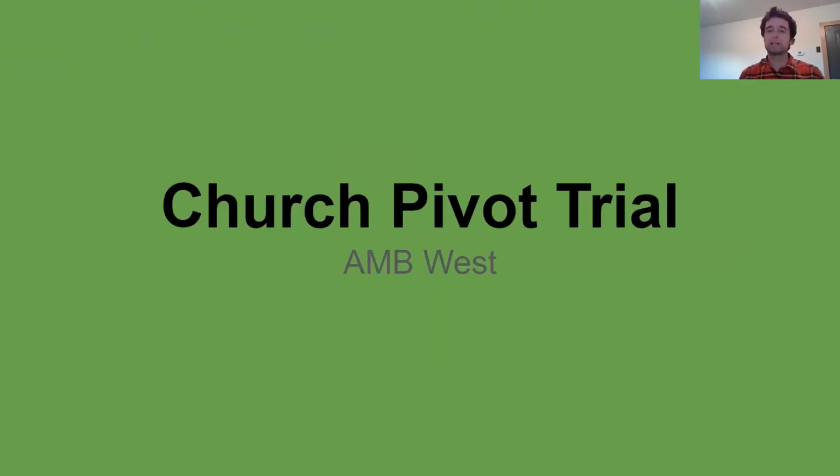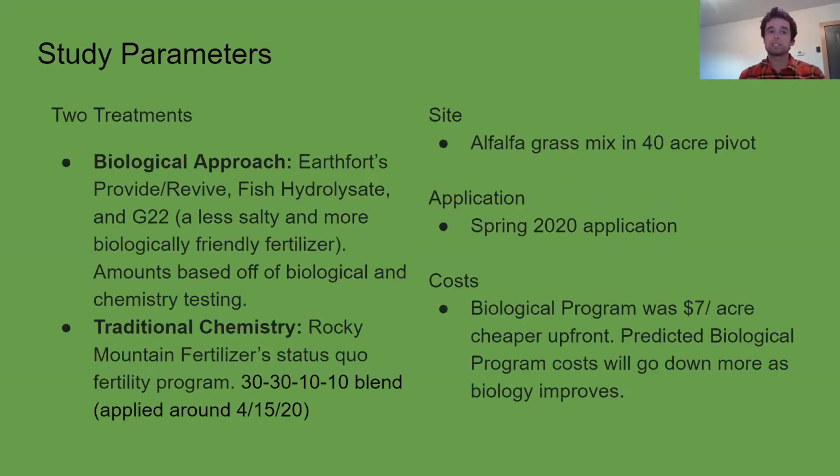So with these ones, we were just doing biology over the fertility program. And what we really would like to do is have folks rethink their entire fertility program and try to make it more biologically friendly on all levels. So at A&B West, we got a brand new field that was going to be a new grass alfalfa mix. We split this one in half, and we did testing and devised a biological approach on one side, where we did those biological products. And then we did fish hydrolysate for the nitrogen source. And then we did a less salty fertilizer, since salt is the main problem with a lot of these chemical fertilizers, but we did a G22 in that mix. And then on the other side, they just did their traditional, what they always do program.